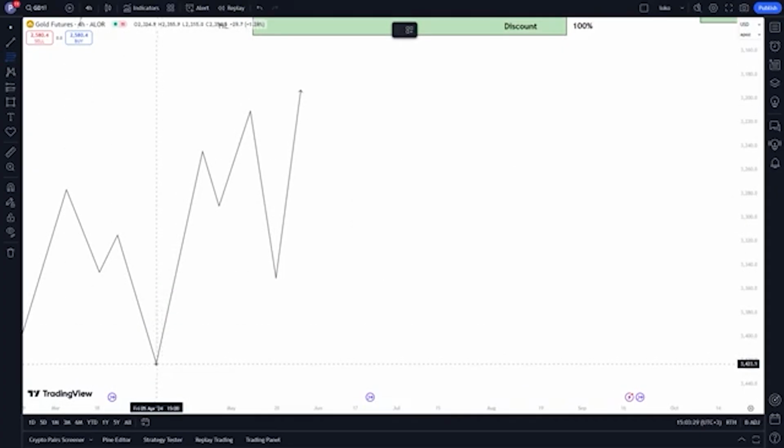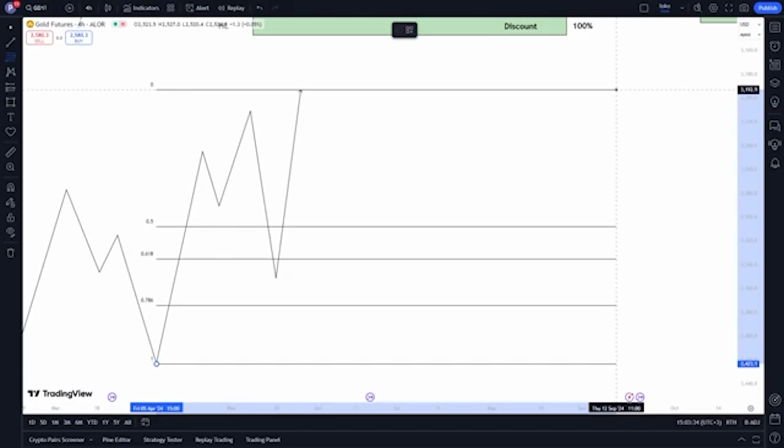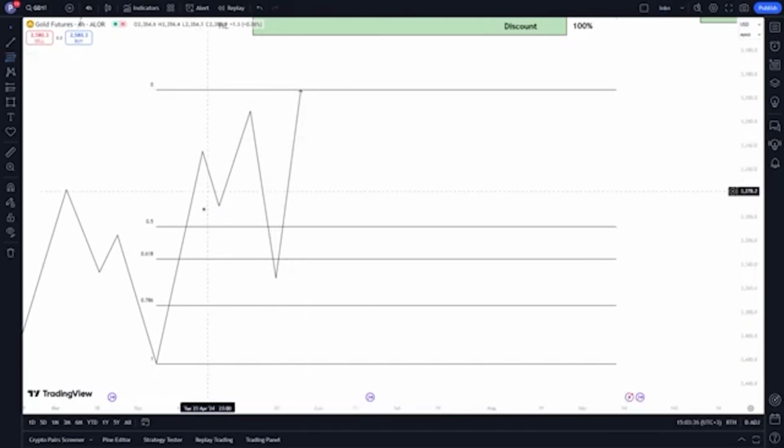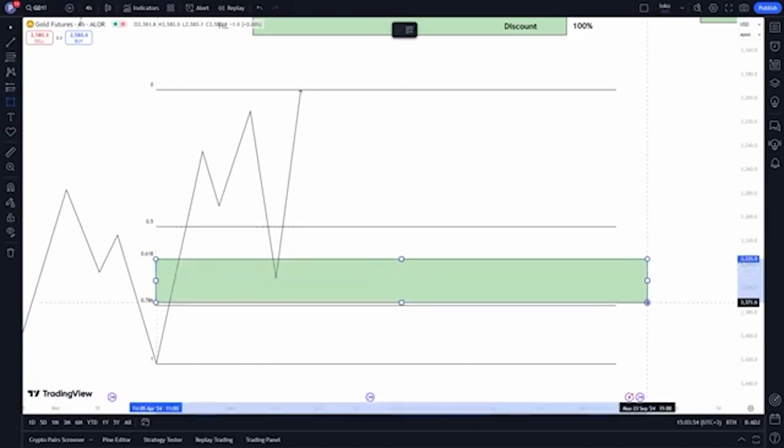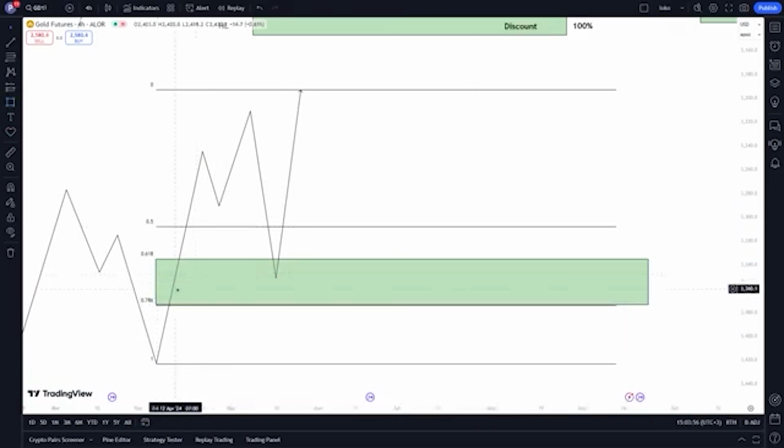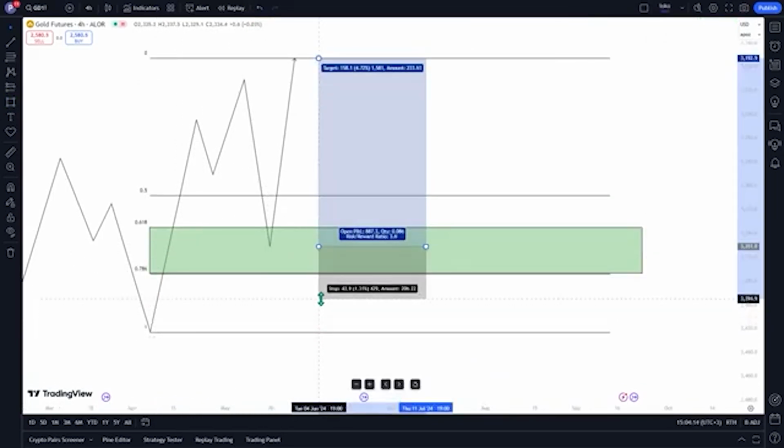If you have bullish movement, take the lowest point and go to the highest. Here we can see the premium market and discount market after the meaning of 0.5. And after that, here we can see our OTE point. For example, here we have FIBG, and after that we need to open the long deal.